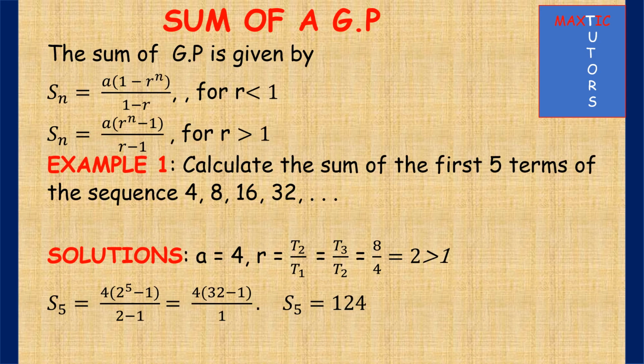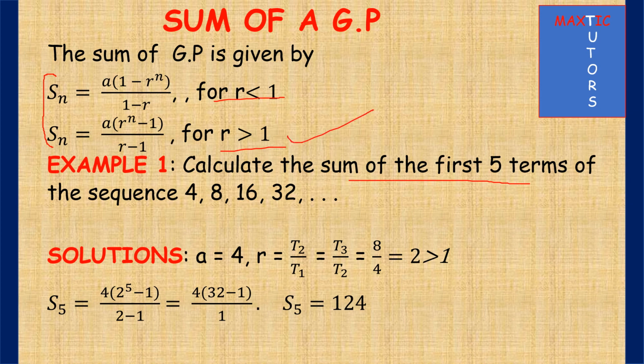Sum of a GP. Sum of a GP has two formulas. The first one is when the common ratio is less than 1. And you use the second one when the common ratio is greater than 1. Now for this example, we are to find the sum of the first 5 terms of 4, 8, 16, 32 and so on. So the first term here is 4 and the common ratio is 2. And 2 is greater than 1. So we are going to use the second formula.